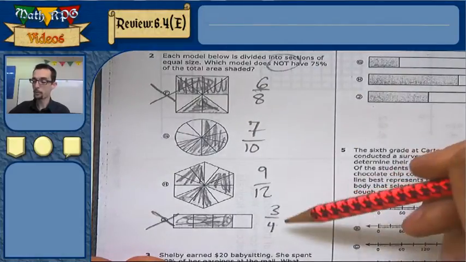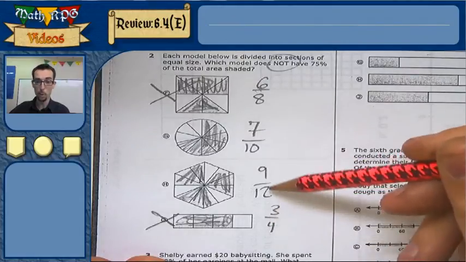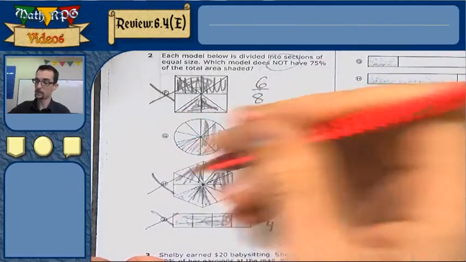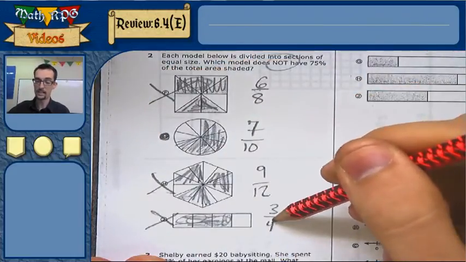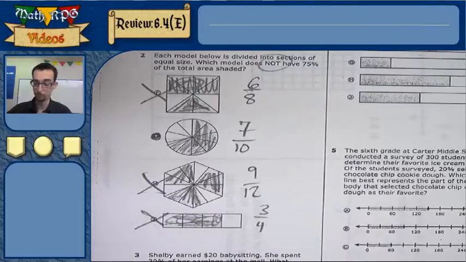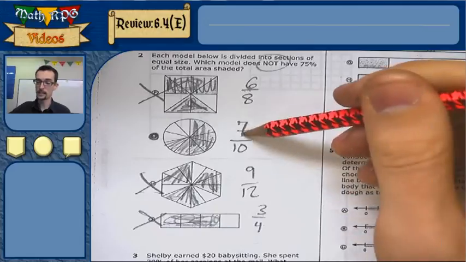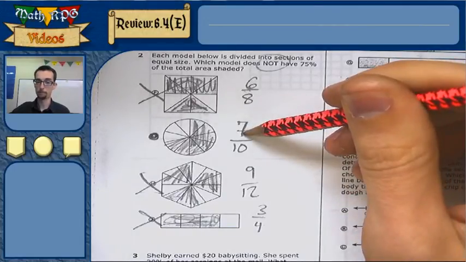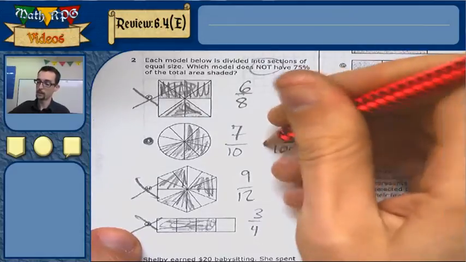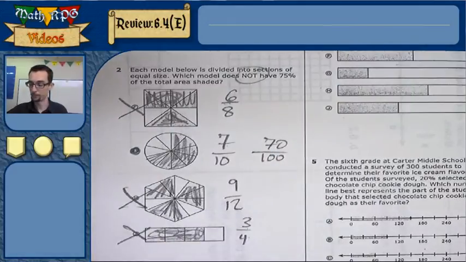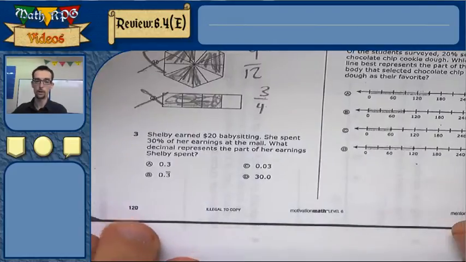If I multiply 3 and 4 by 3, I will get 3 times 3 is 9, 4 times 3 is 12. So that's definitely not the right answer. The answer is 7/10. 7/10 is less than 3/4. They're not the same thing. In fact, this is 75% and this is 70%. If I multiply both the 7 and the 10 by 10, I'll get 70%. It's less. Okay, number 3.